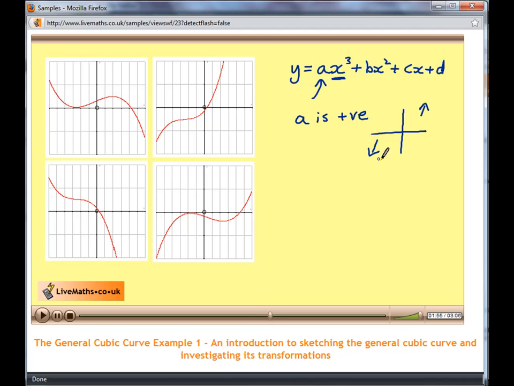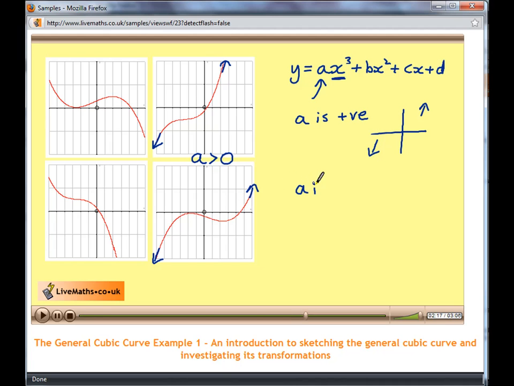So if a is positive, the curve must go off of the bottom in quadrant 3 and off of the top in quadrant 1. And if we look at these curves, this one and this one obey that rule, and we can identify these as ones where the coefficient of x cubed is positive.